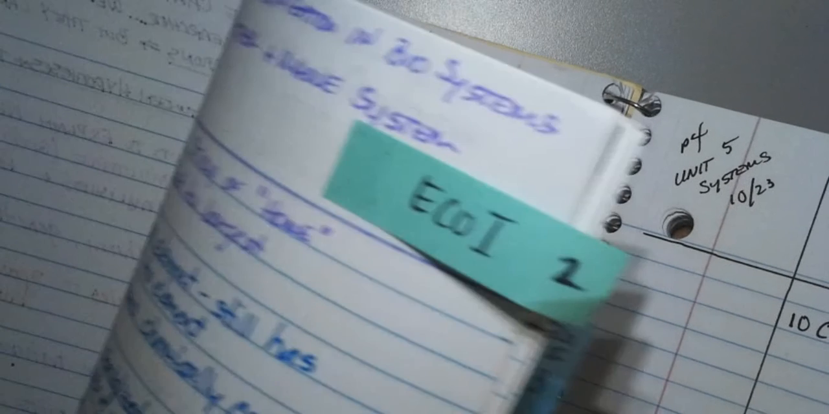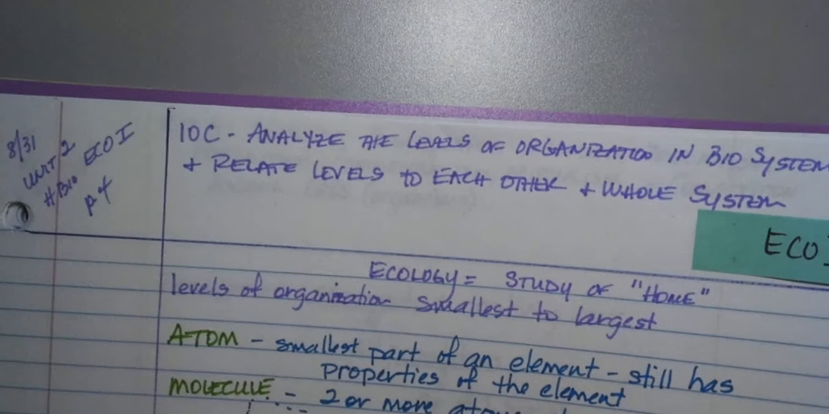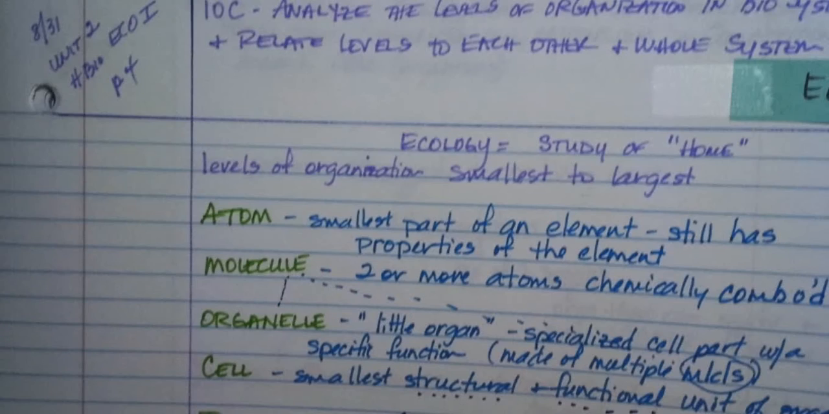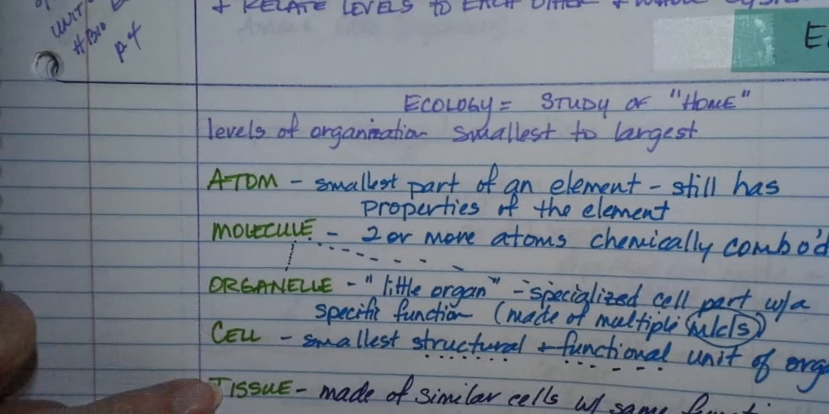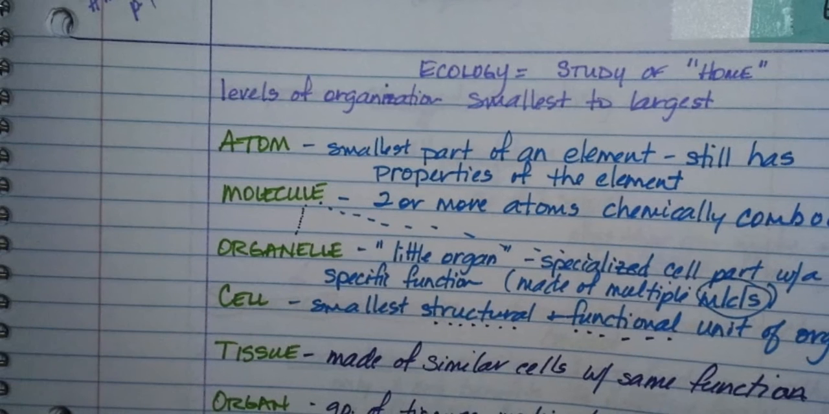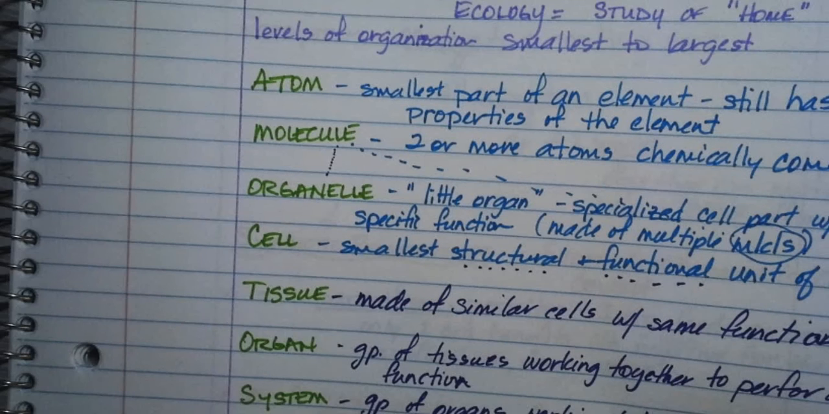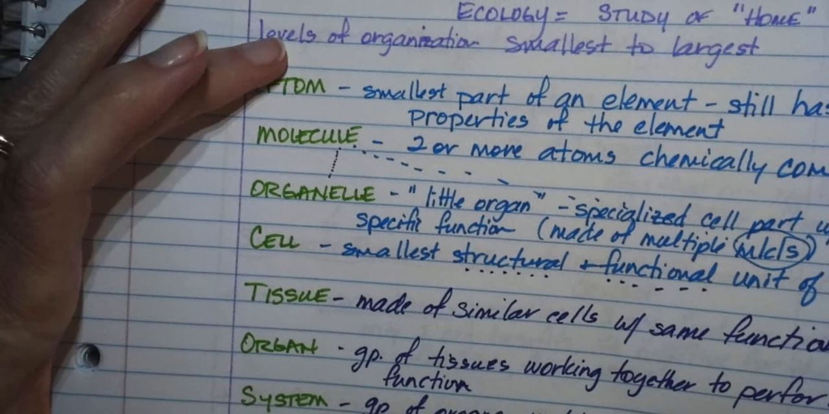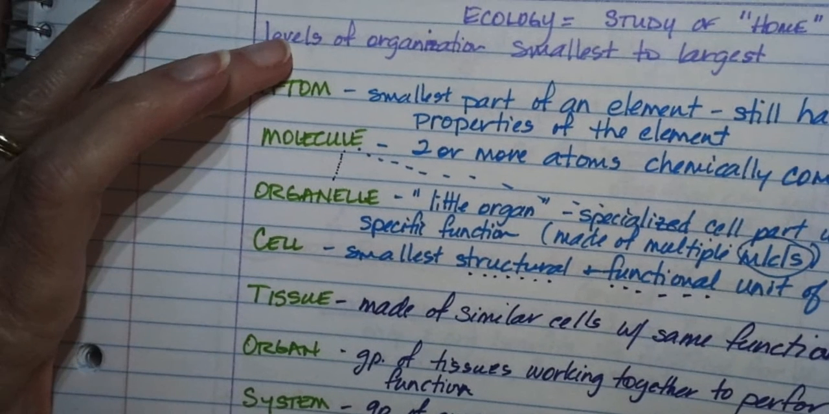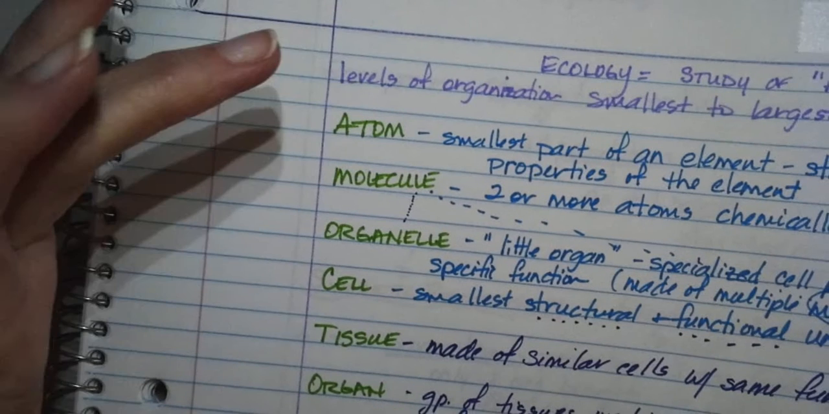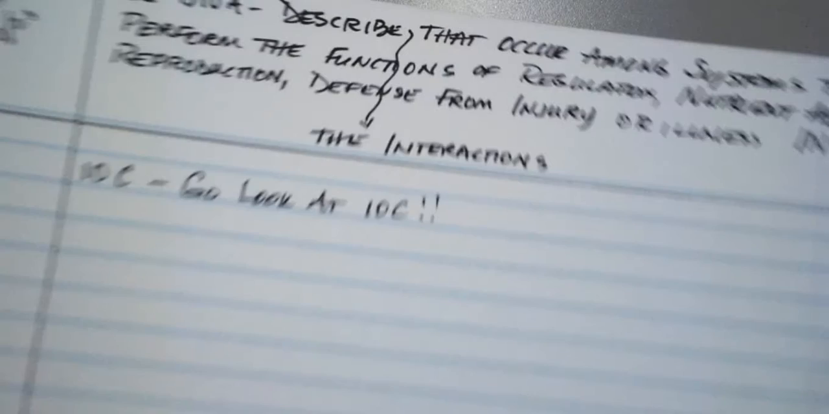Okay, so 10C, analyze the levels of organization. So we have atom, molecule, organelle, cell, tissue, organ, system, organism. We're going to stop right here at organism. I expect you guys to know this. So before the test, make sure that you study over this. I think you guys knew this coming into this class, so that shouldn't be a big deal. So 10C is something that we've already done. So 10B, I'm sorry, 10A is what we're looking at now.